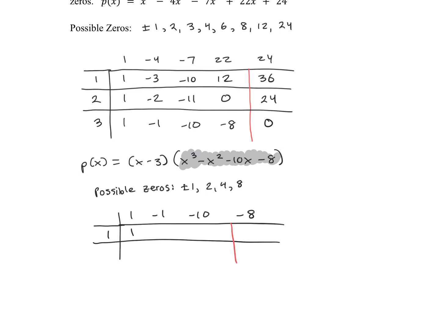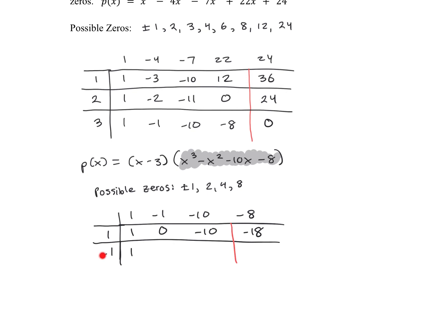So drop down your front number, and then 1 times 1 plus -1 is 0. 1 times 0 plus -10 is -10. Here, -10 plus -8 is -18. So 1 didn't end up working, but that's okay. Let's try, I don't know, -1.